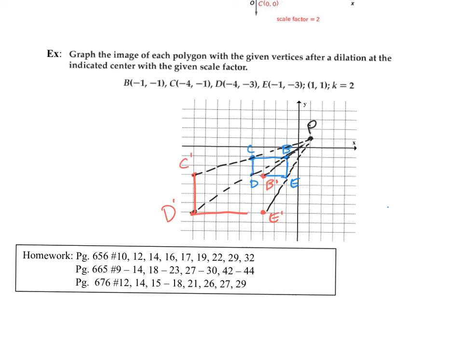So finally, let's finish drawing our image. There we go. That looks much better. So we can see the reflection of our image point, our pre-image B, C, D, E. It has reflected under a dilation centered at point P with a scale factor of 2.